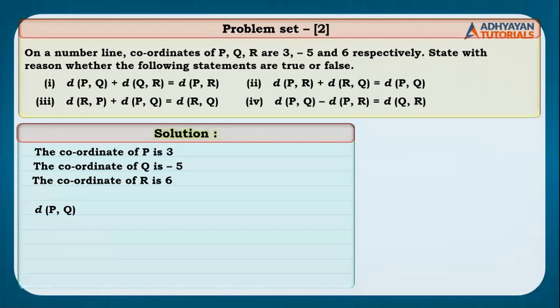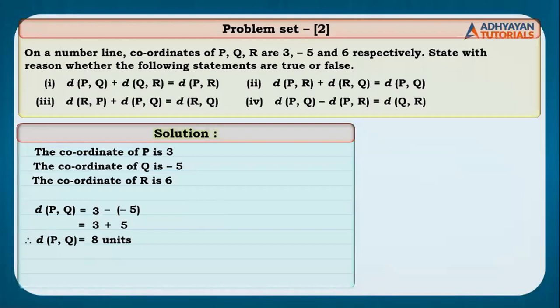Children, distance PQ here. Tell me which out of these two is the greater coordinate. 3 and minus 5, which coordinate is the greater coordinate? Perfect. 3 is the greater coordinate. So 3 is greater as compared to minus 5. So here I won't be writing down the formula greater coordinate minus smaller coordinate. I'll directly substitute the values. That is 3 minus of minus 5. Right? So minus into minus will become plus. So that becomes 3 plus 5, which is equal to 8. So distance PQ is 8.